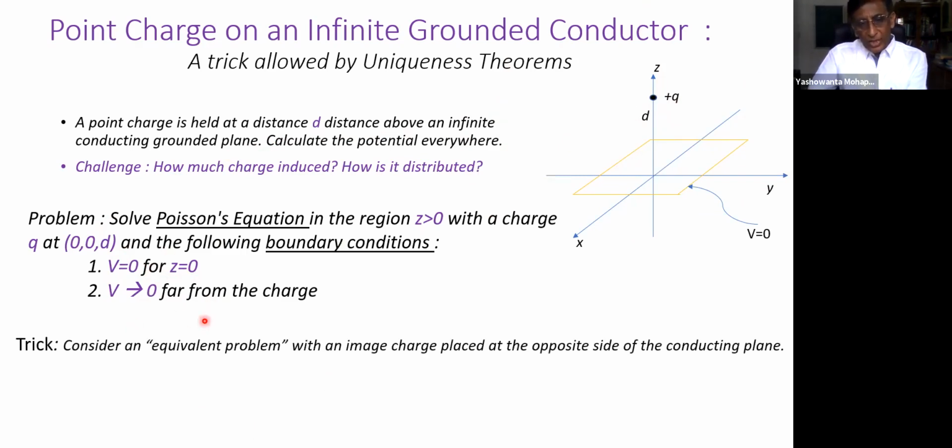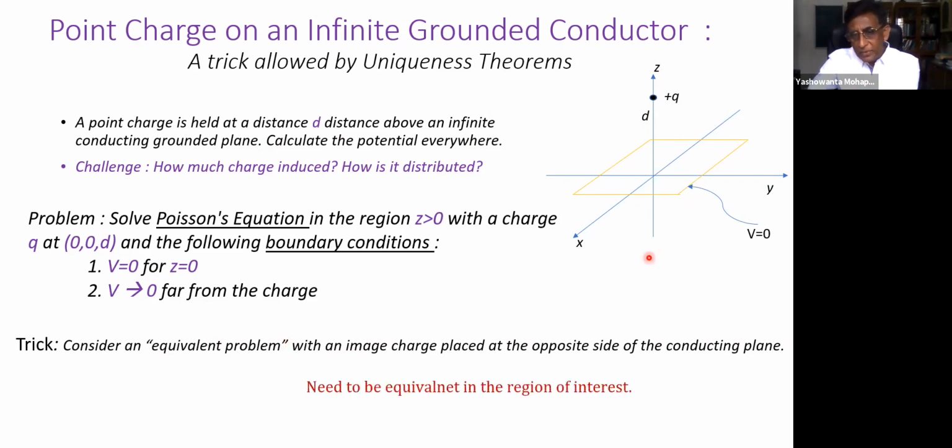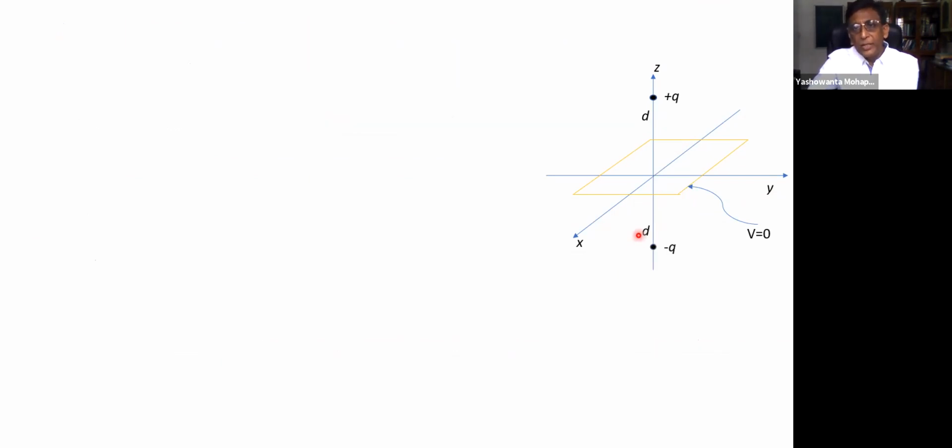So the solution lies in the trick that we consider an equivalent problem with an image charge placed on the opposite side of the conducting plane. So minus q here, and I'm saying it's equivalent because the region of interest cannot be changed, so I can put any image only in the region where it is not under analysis. So that satisfies all that. So let's do that. Let's put a minus q at (0, 0, minus d) here. So why am I doing that?